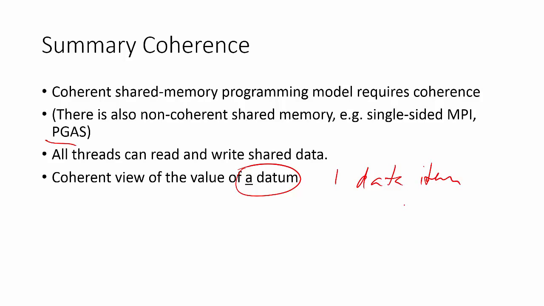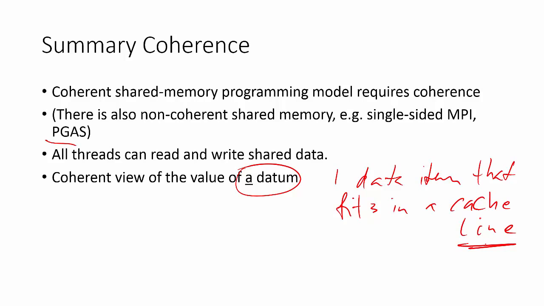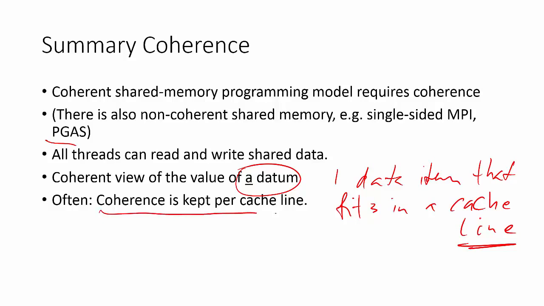Okay? And in fact, it's even worse than this. It's a data item that fits in a cache line. Bigger datums can't be protected by coherence, but we'll come to why later on. And most often, coherence is kept per cache line.